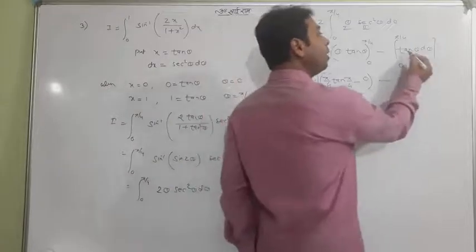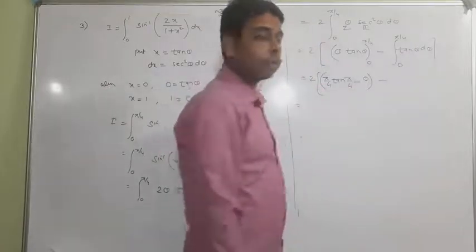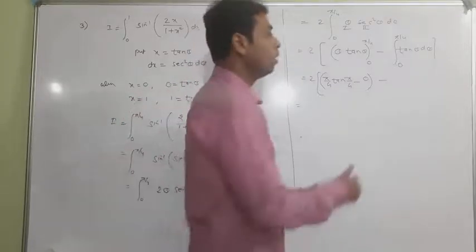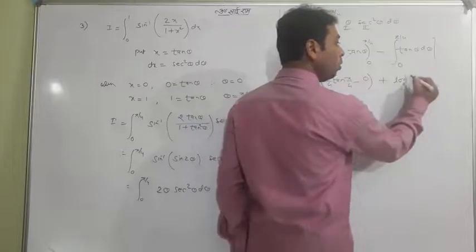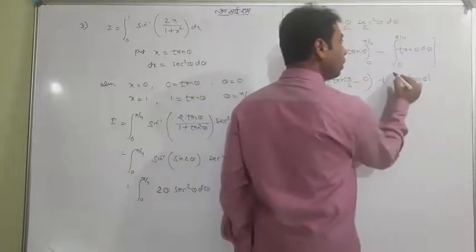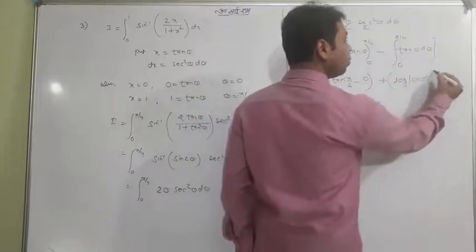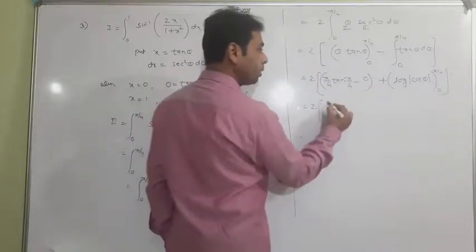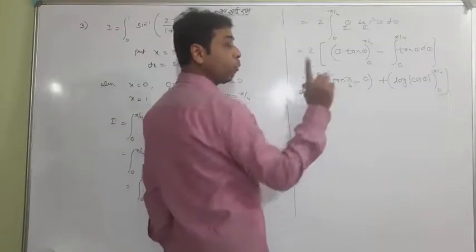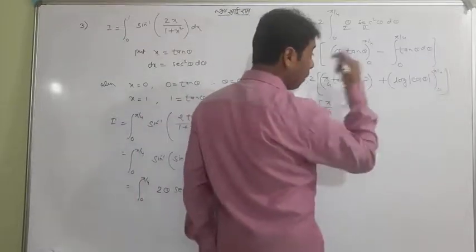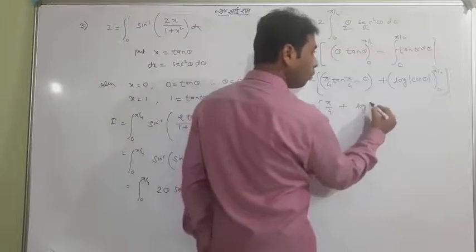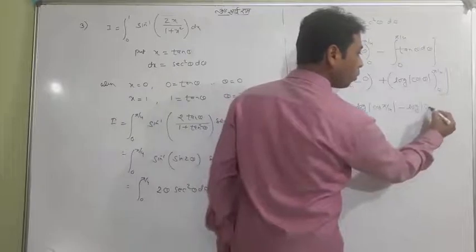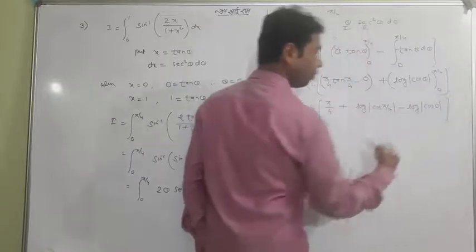And what about theta? Tan theta, you know the integration of tan theta is log sec theta or minus log cos theta. So I am using minus log cos theta, minus minus, plus log cos theta, and use the limit 0 to pi by 4. Now I'll go with the answer: 2 times pi by 4, tan pi by 4 is 1, plus use the upper limit log of cos pi by 4 minus log of cos of 0.